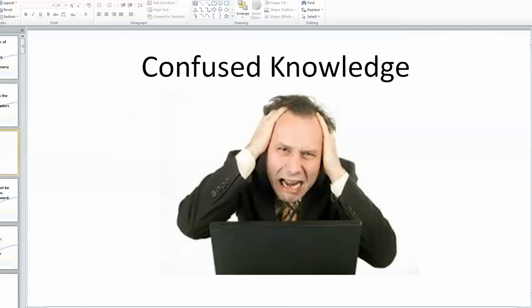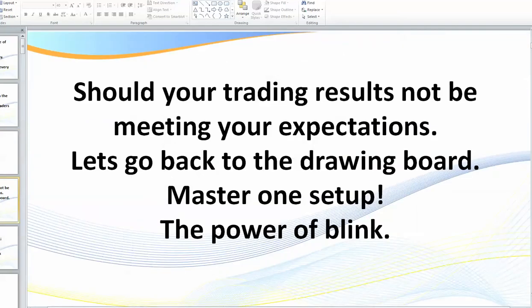There is so much information on the chart. Now I know what the price trader is going to say: well, all I might have on my chart is a 20 EMA for trend direction, whatever. Yes, that is correct. But if you are a price trader, or an experienced trader, or even a new trader that's trading one setup, fantastic. Stick to that, unless results are not meeting your expectations. Then let's go back to the drawing board. Master one setup.